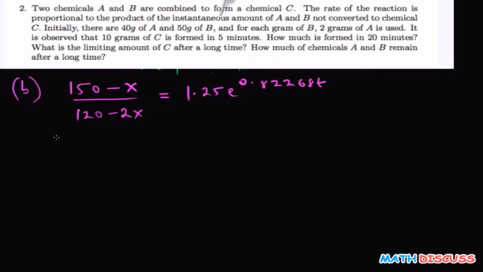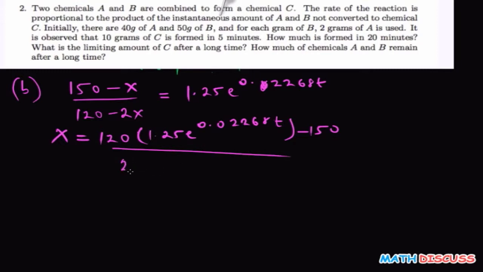When you make x the subject of the equation, what you'd have is x equals 120 into 1.25 e to the power 0.2268 t minus 150, now all divided by 2 into 1.25 e to the power 0.2268 t minus 1. So this is what you actually going to get.